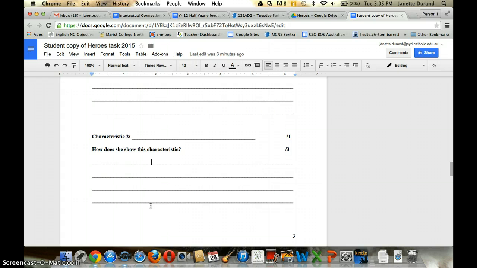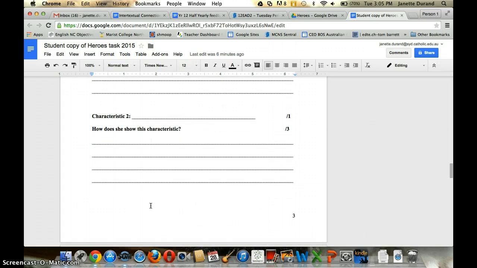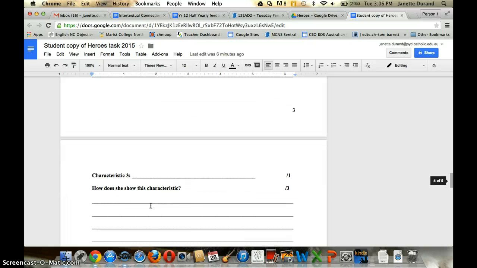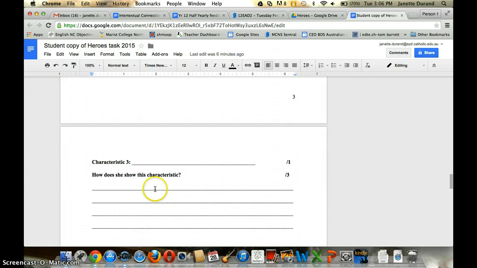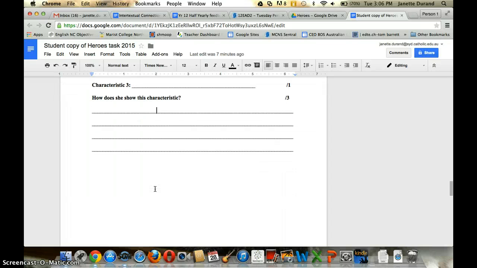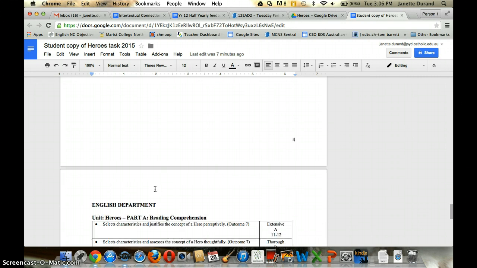Exactly the same again, a second characteristic. So this time it might be that she's very humble and that she doesn't expect any praise or special consideration for what she does. And again, you go on and you would explain that. And then a third characteristic, gentlemen. So you might talk about her honesty. And again, you would go on and you would explain that. Now, I'm not saying that these characteristics are there, but knowing Malala Yousafzai, I would say that they're very important characteristics. However, I stress that they must be in the YouTube clip that you watch on her.